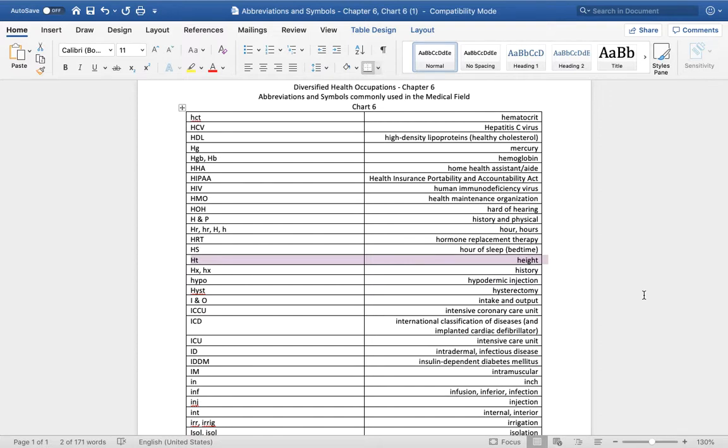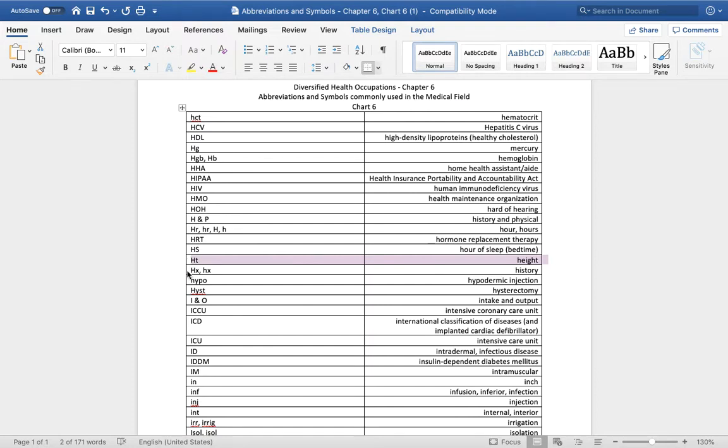Again, we're going to pick up with the chart 6 abbreviation. So we left off with hours of sleep. So that's your bedtime, what time you're going to bed. Next one is capital H, lowercase t. That is height. Height, so how tall are you?